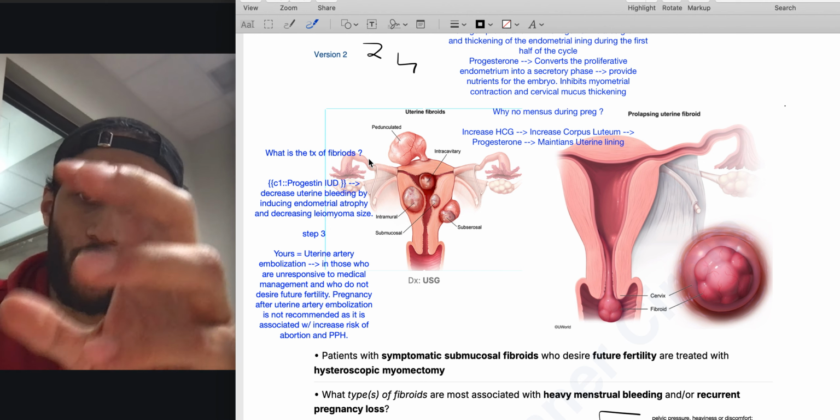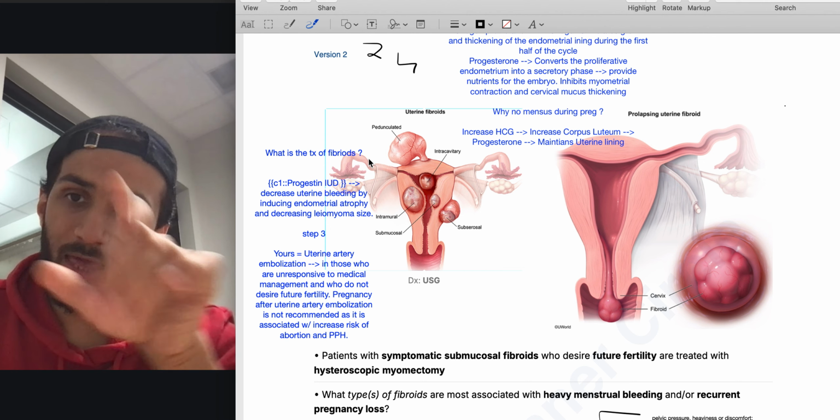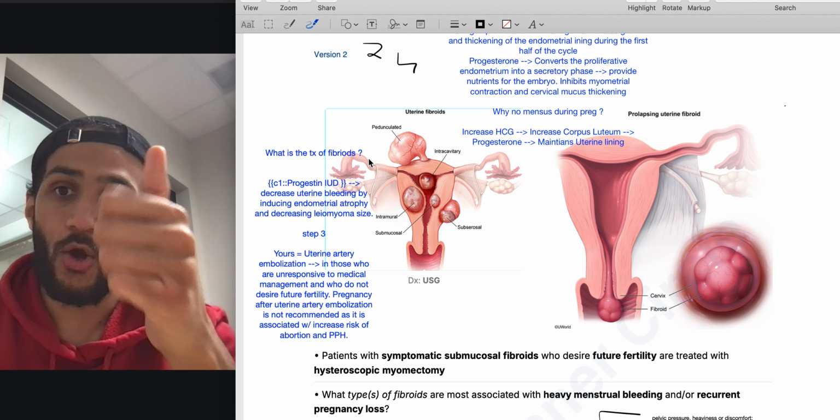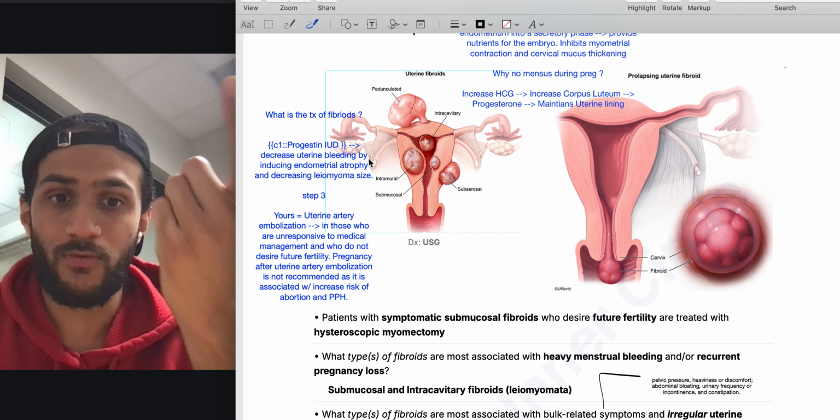What type will cause recurrent pregnancy loss and menstrual bleeding? That's going to be any sort of polyp within the uterine cavity. So we spoke about intracavitary. That's a big one. Or we can speak about submucosal. So we got it over here.